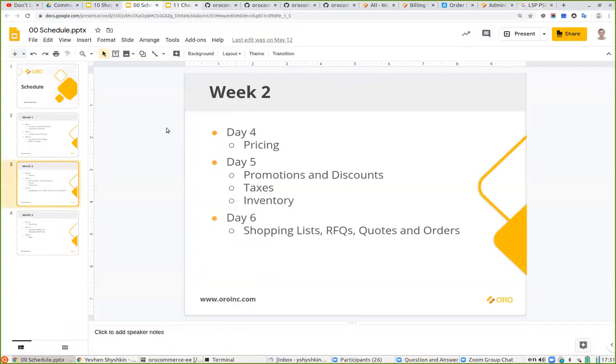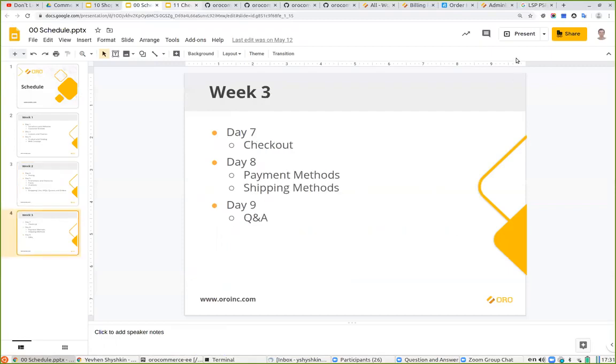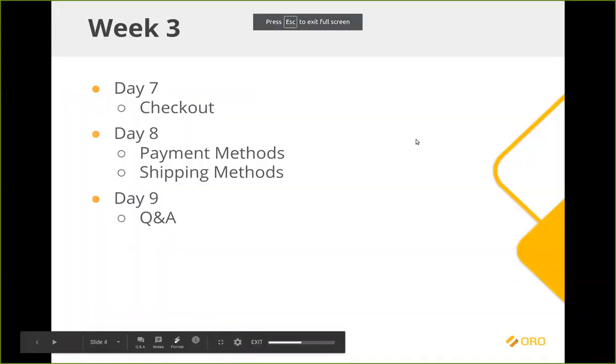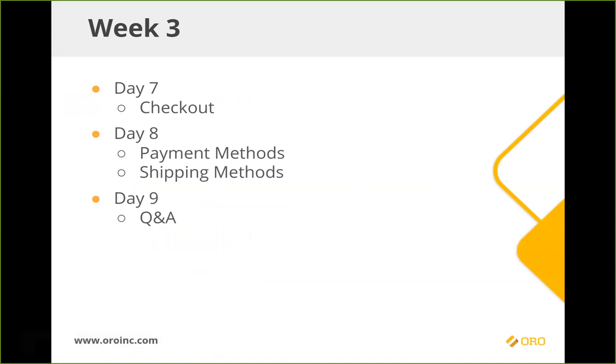Let me remind you that tomorrow we will check payment method and shipping method topics. In scope of these topics, we are going to see in detail the two steps on the checkout called shipping information and payment. We're going to check how to add new options. We are going to see what kind of standard providers, standard integrations Oro has out of the box, and how to add your own integration and customize it based on your requirements.